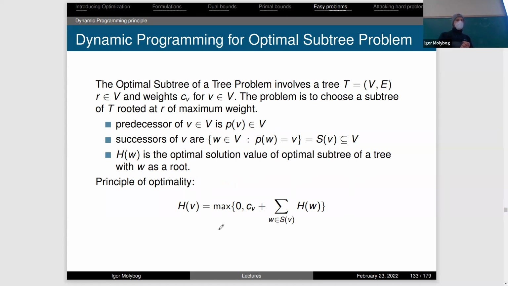Now let's switch to another important example that is considering the optimal subtree problem. The optimal subtree is a tree problem that involves a tree that consists of vertices and edges with a distinct root denoted by R, and weights C_v for all of the nodes in the graph. The problem is to choose a subtree of T rooted at the same node as the original tree that has a maximal weight.